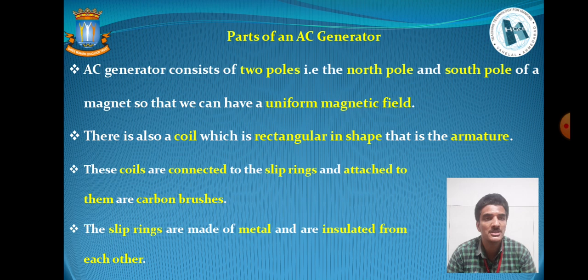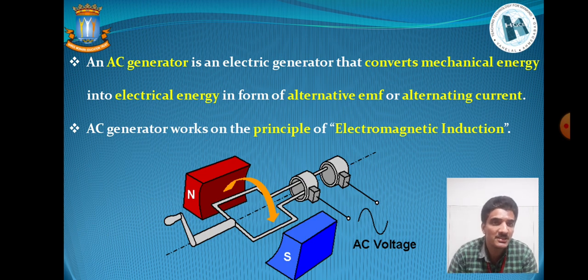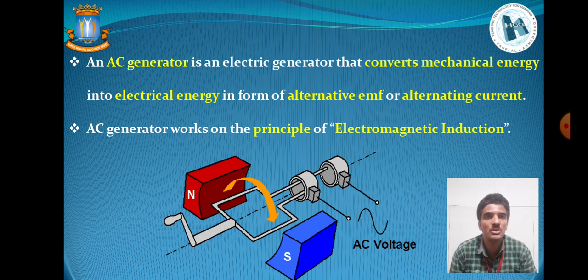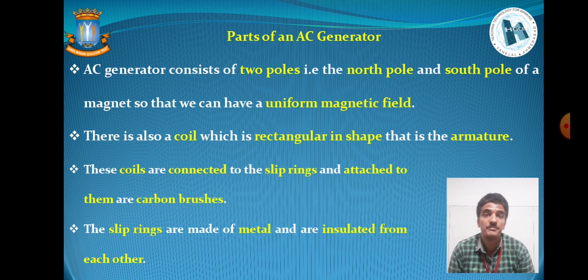the carbon brushes. Here the carbon brushes are attached for the conversion of mechanical energy into electrical energy. Here you can see two brushes from where the AC voltage is output, and the carbon brushes are connected to the two slip rings. We can say the South Pole side is connected to the first slip ring and the North Pole side to the second slip ring. Next, the slip rings are made of metal.